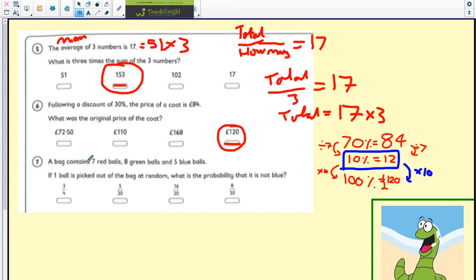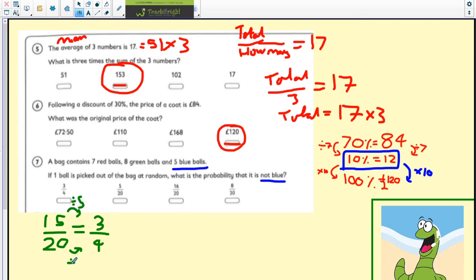A bag contains 7 red balls, 8 green balls, and 5 blue balls. If one ball is picked out at random, what's the probability that it's not blue? Well, that means it's not those, so how many aren't blue? Another way of doing it, how many balls are there in total? So 7 plus 5 plus 8 means it's out of 20. And how many of them aren't blue? Well, you can either take away the 5 blue from 20 or add 7 and 8, so it's 15 out of 20 that aren't blue. And we have to simplify that down to 3/4, in this case by dividing by 5.